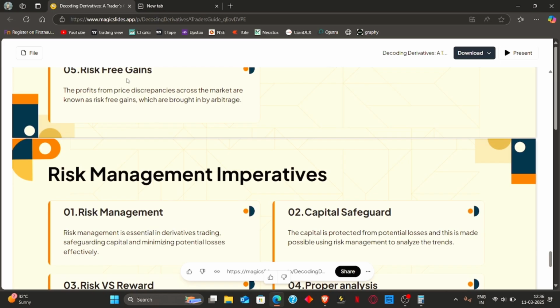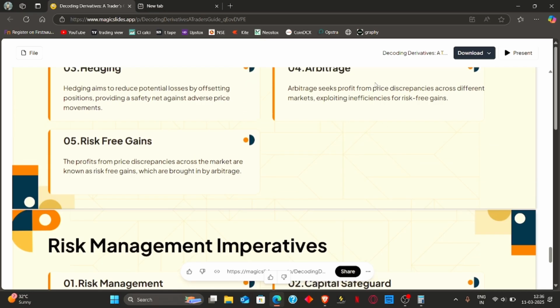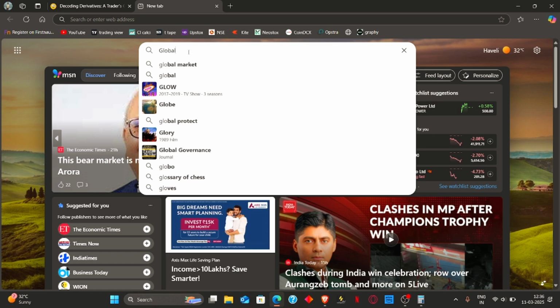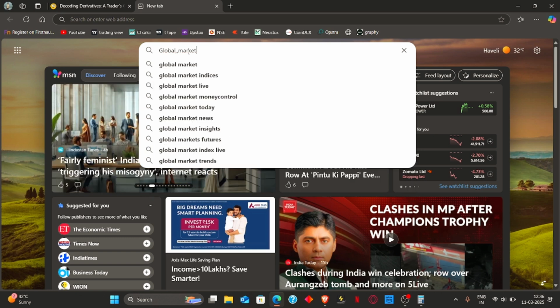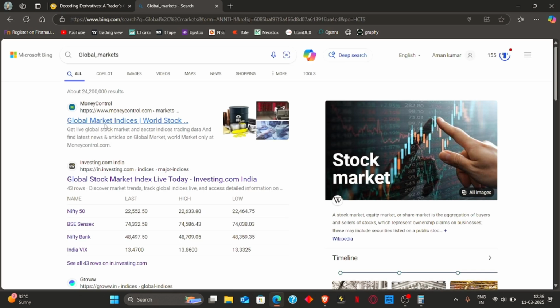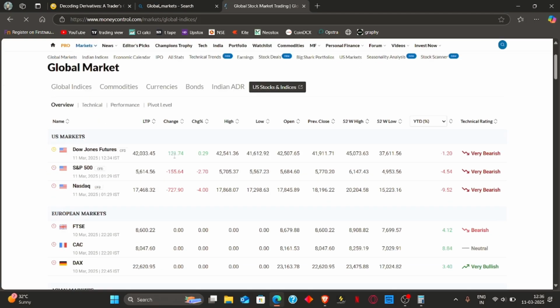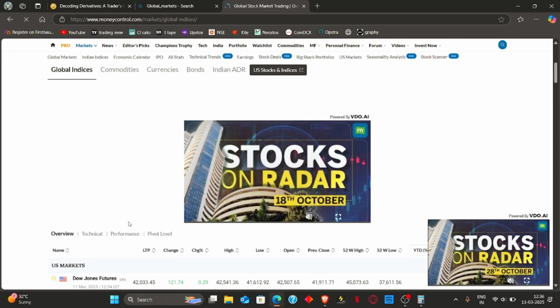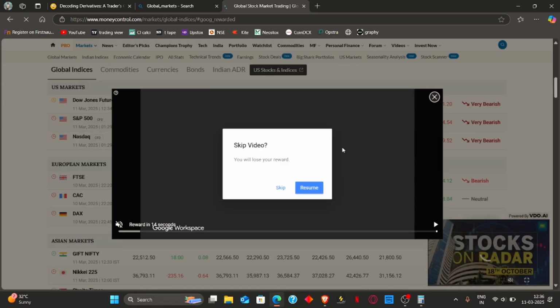Risk-free gains is just a normal term we use for getting profits in the market by moving through arbitrage trading that we have already talked about. If one market is moving downwards and another market is moving upwards, we can take advantage of that. Just for example, if I show you the global markets, currently let's talk about the global markets over here. So this is the Dow Jones futures in the US market, the European markets, the FTSE, the German DAX.